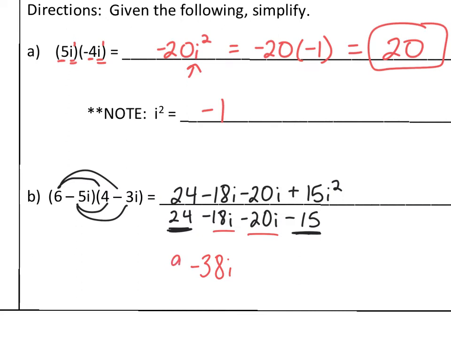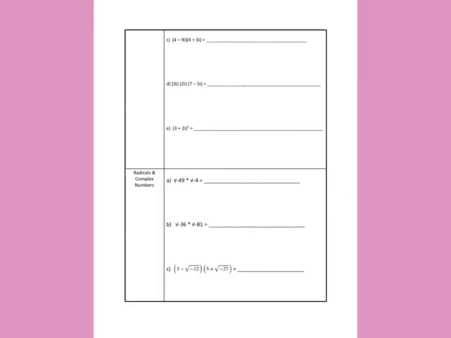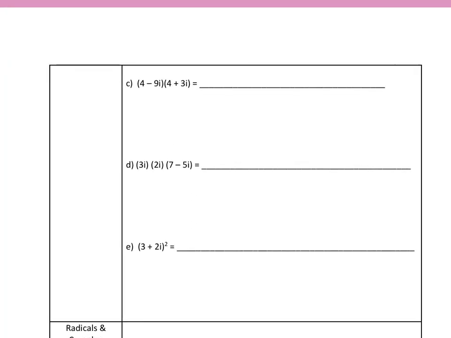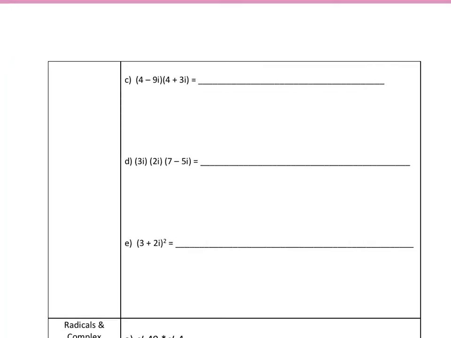So I'm going to have 9 minus 38i. If you put negative 38i plus 9, you're fine. This is just the more proper way. Questions on that? Okay. Go ahead and do C and try D.